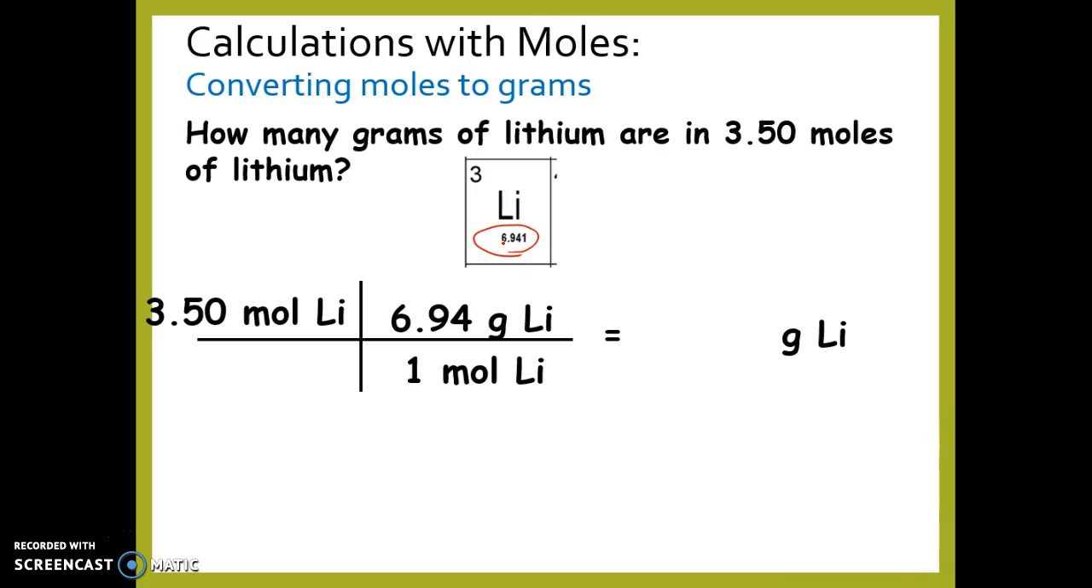So now we calculate 3.50 times 6.94, and we cancel out moles. When we multiply, we get 24.3. Okay, I think it's 24.29 on your calculator, but it's going to end up being 24.3 because you have 3 significant digits in your given quantity. Okay, next problem.